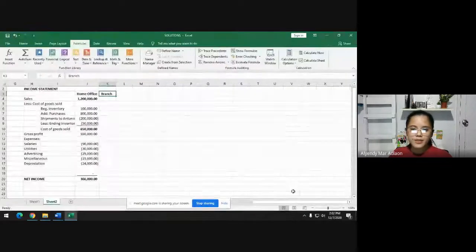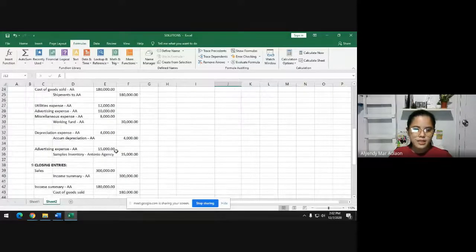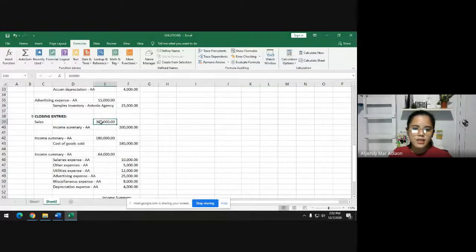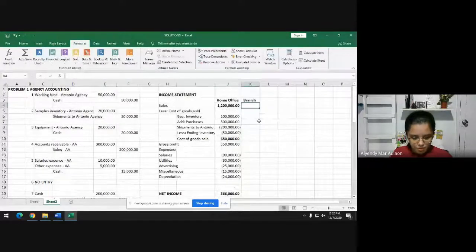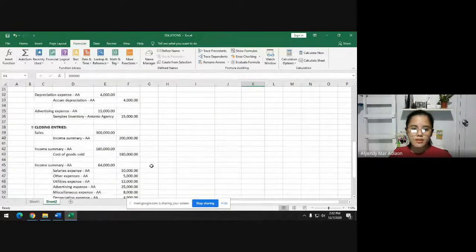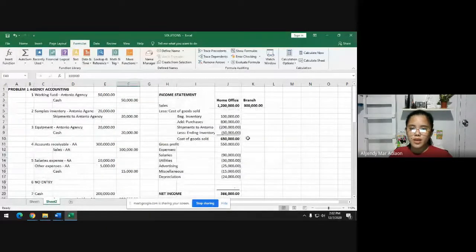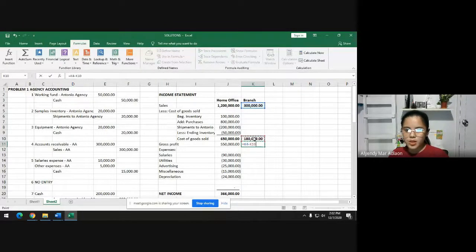Okay, on the part of the branch, we already did the closing entries, class, so everything is already here. Closing entries, sales 300,000. Cost of goods sold is already identified, that is 180,000. So how much then is the gross profit? 300 minus 180, that is 120,000.